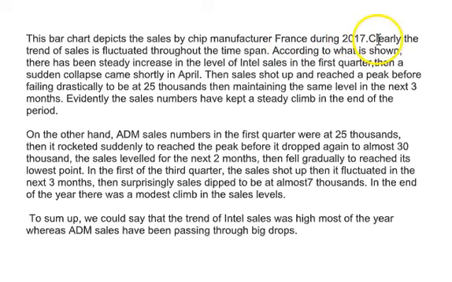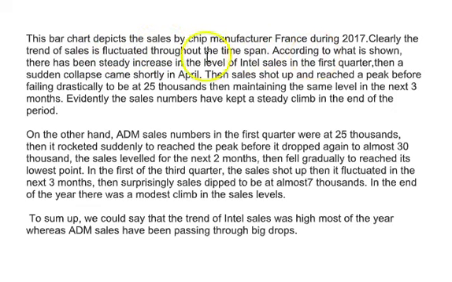Okay, good. Clearly, comma, the trend of sales is fluctuated throughout the time span. Okay, so here, instead of is fluctuated, so the passive form, we would use instead clearly the sales fluctuate throughout the year because it's 2017, so throughout the year. So clearly, comma, the sales fluctuate throughout the year.